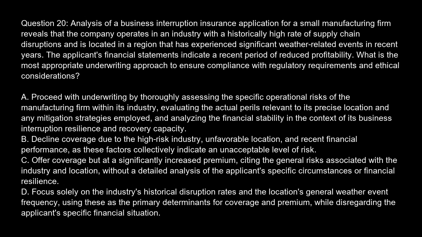Option A. Proceed with underwriting by thoroughly assessing the specific operational risks of the manufacturing firm within its industry, evaluating the actual perils relevant to its precise location, and any mitigation strategies employed, and analyzing the financial stability in the context of its business interruption resilience and recovery capacity.